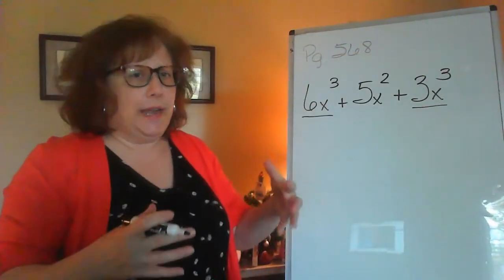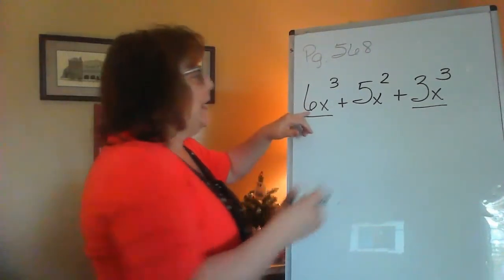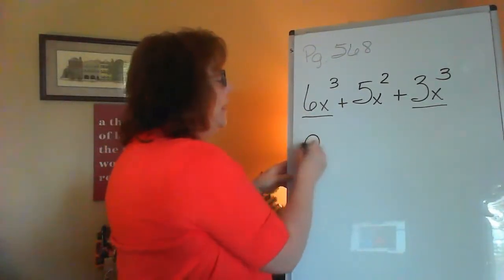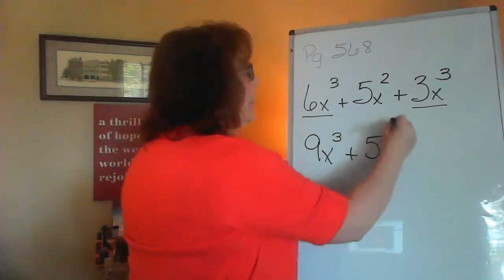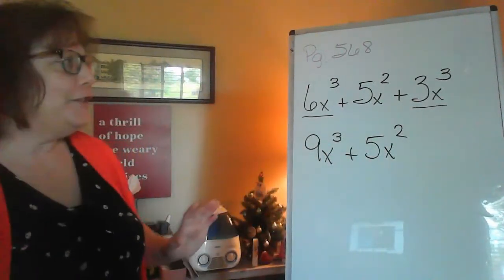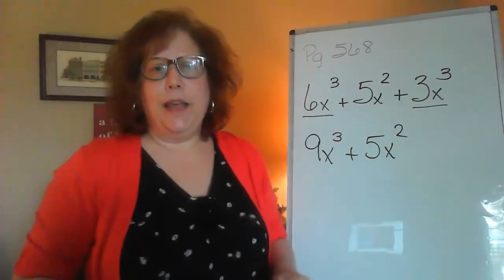They can only go together if the degrees are the same. So I would put them together. I would add these two pieces, and I would have 9x to the third plus 5x squared. You're not going to do any multiplication. You're not going to change that. You're just putting these two together.